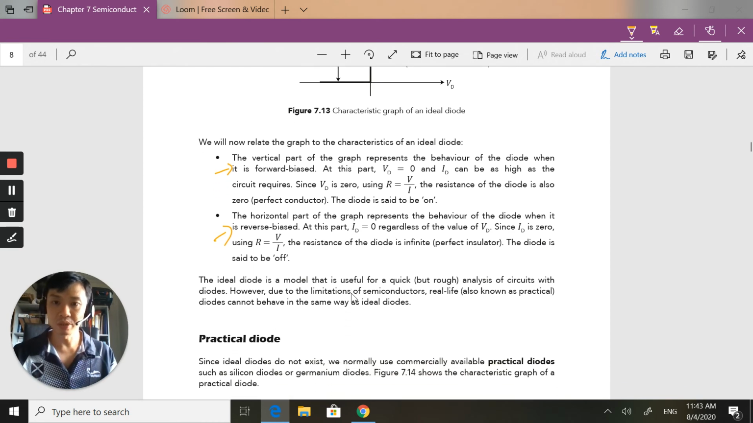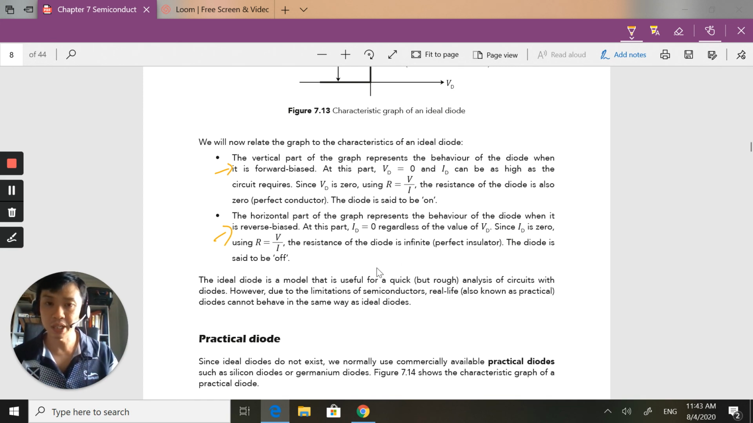This is a very good model for a very quick analysis. You either take it as an open circuit or open switch, or a closed switch. However, it is too ideal. There are some missing elements that we do need to consider when we study diodes, and therefore we very seldom use the ideal diode model. I'm going to pause here. I want you to go through this ideal diode model and understand it. It helps you do a very rough analysis.